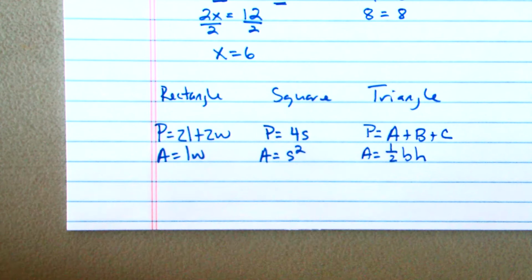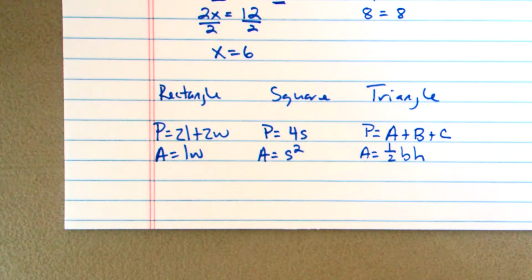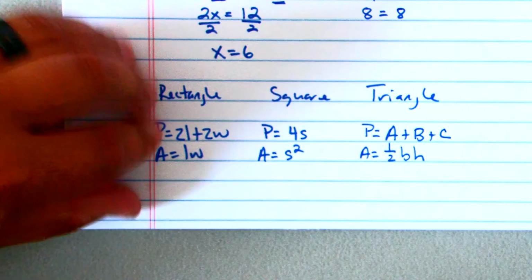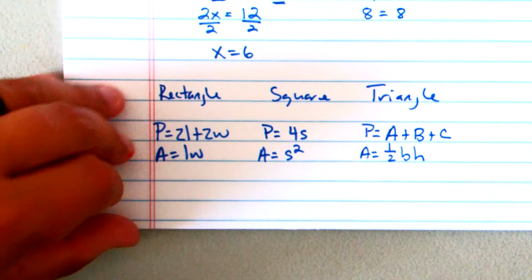Remember that our base and height are always found at the right angle. The 2 sides that create the right angle are our base and height. An example of a triangle, which is new; the rectangle and the square we've done before, back in chapter 2.